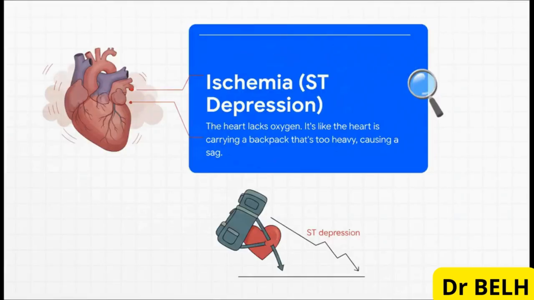So what if the ST segment goes down instead of up? Well, that's ST depression, and it's a sign of ischemia. That just means the heart muscle isn't getting enough oxygen. Here's an analogy. Imagine the heart is struggling to carry a really heavy backpack. The baseline sags down under all that weight. That dip is the ST depression. It's a sign of distress.